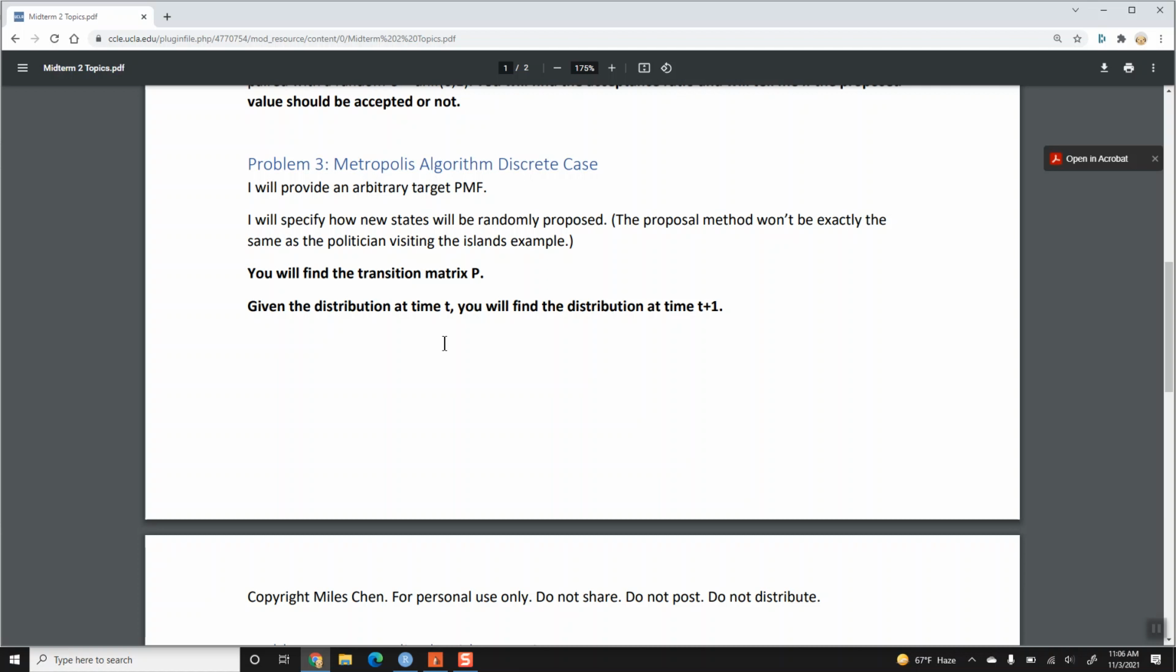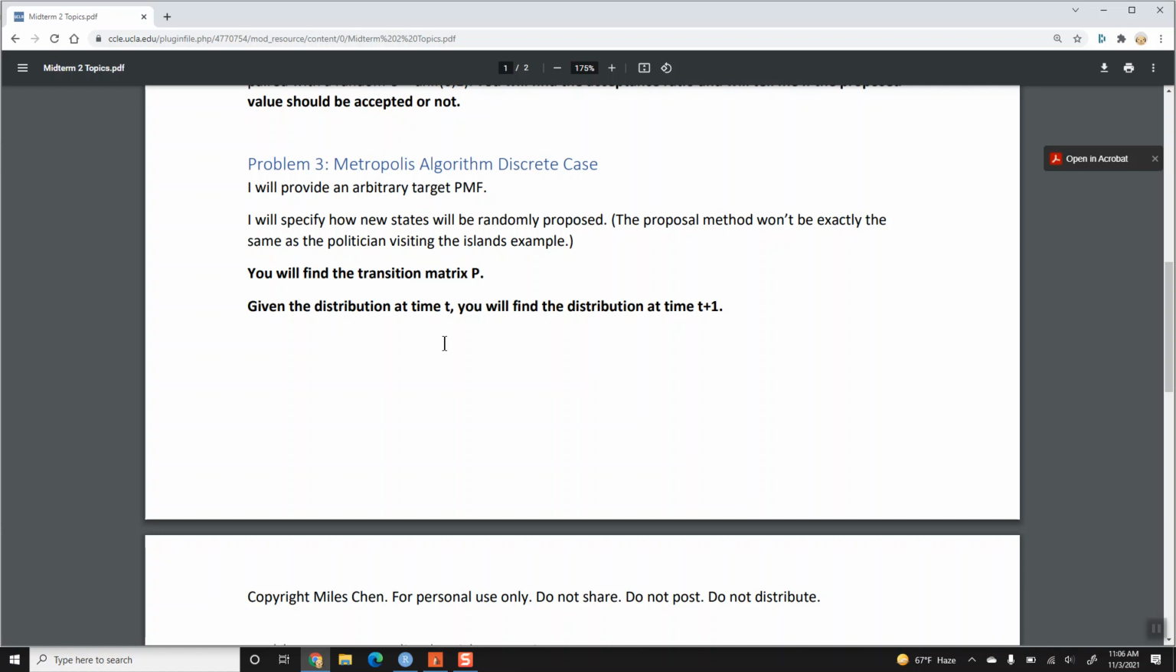All right, number 3, we will have a Metropolis algorithm, discrete case. I'll provide a target PMF, so it'll be a discrete distribution. And I will also specify how new states are proposed. So in the island hopping example, we flipped a coin, and if it was heads, you went to the right, or it went to the east, and if it was tails, you went west, or something like that.